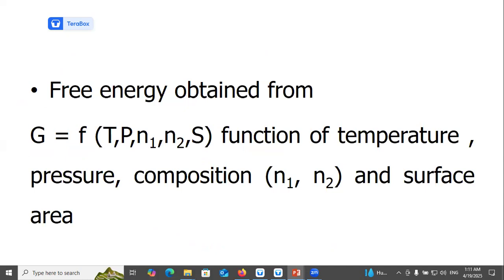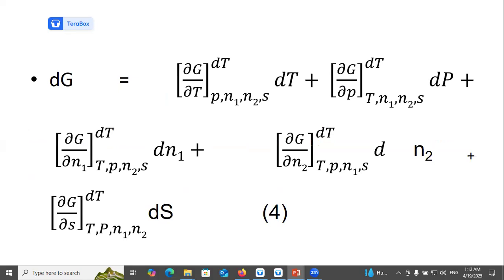Free energy is obtained from G equals F of T, P, N1, N2, S, a function of temperature, pressure, composition N1, N2 and surface area. So dG equals (∂G/∂T) at P, N1, N2, S dT plus (∂G/∂P) at T, N1, N2, S dP plus (∂G/∂N1) at T, P, N2, S dN1 plus (∂G/∂N2) at T, P, N1, S dN2 plus (∂G/∂S) at T, P, N1, N2 dS.